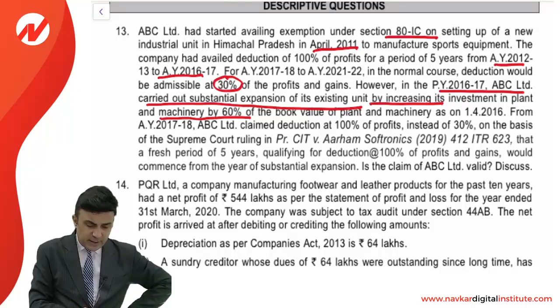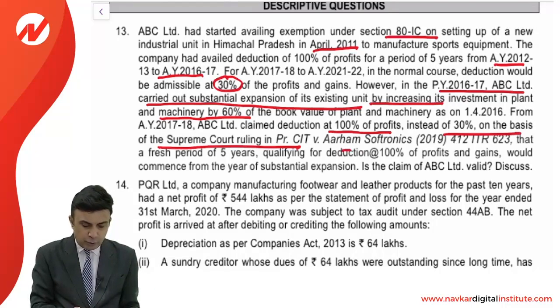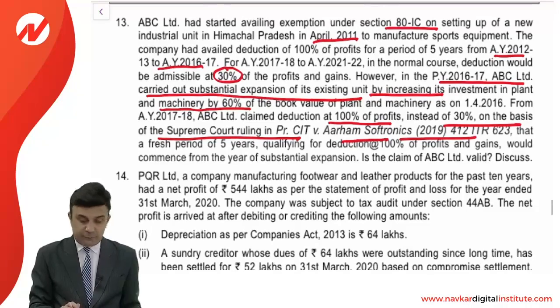From assessment year 2017-18, ABC Limited claimed 100% of profit instead of 30% on the basis of the Supreme Court ruling in the case of Arham Softronics 2019, which reported that a fresh period of 5 years of qualifying deduction of 100% of profit and gain would commence from the year of substantial expansion. Whether the claim of the assessee is correct or not. Listen.